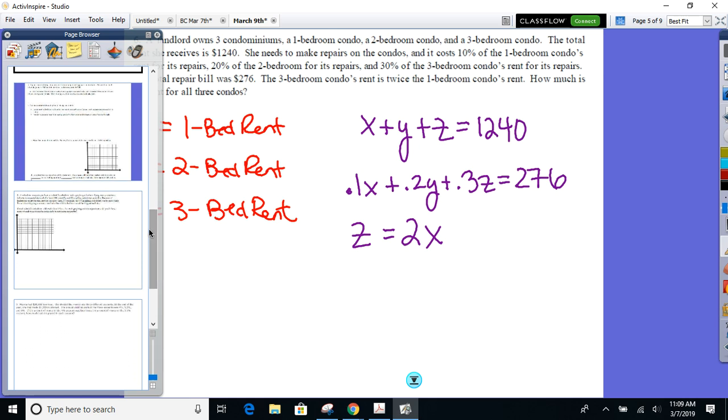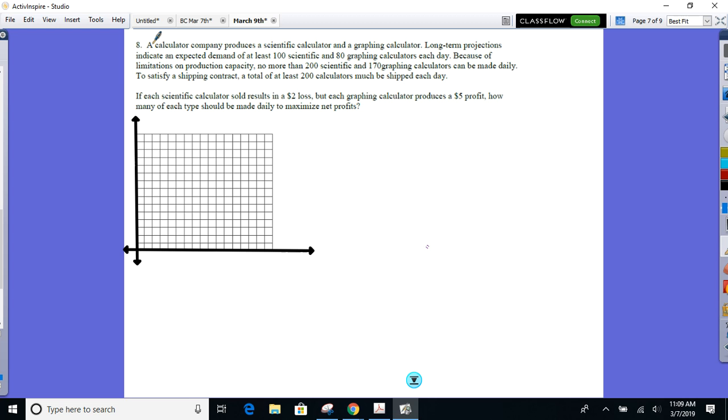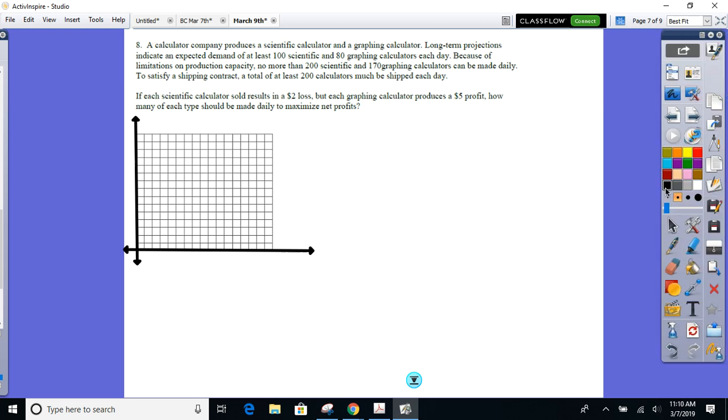Okay, we got one of those maximizing problems. Again, I'm just going to set it up with you. You can graph them in a minute. All right, you guys can graph it when we're all done. All right, we talk about scientific and graphing calculators. You guys can read through it.